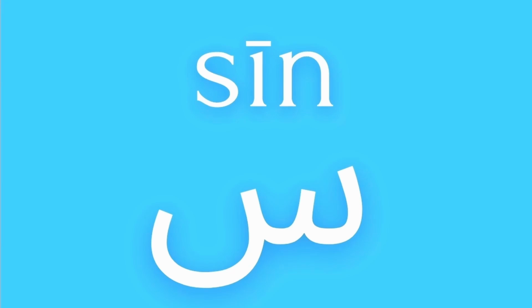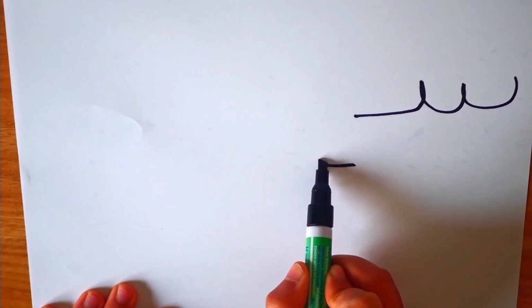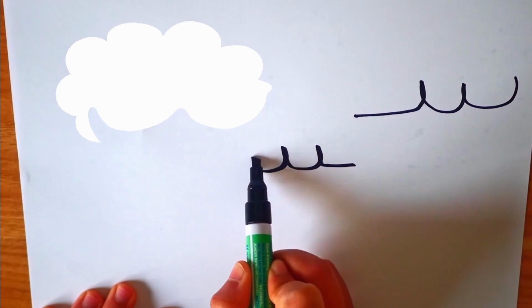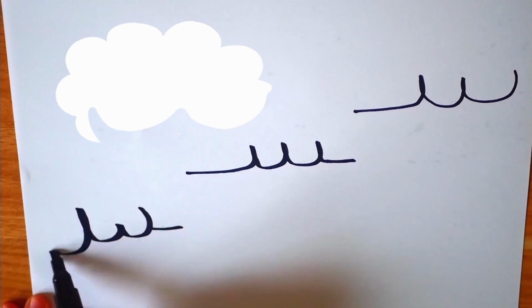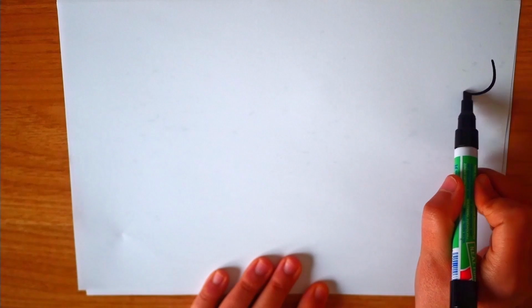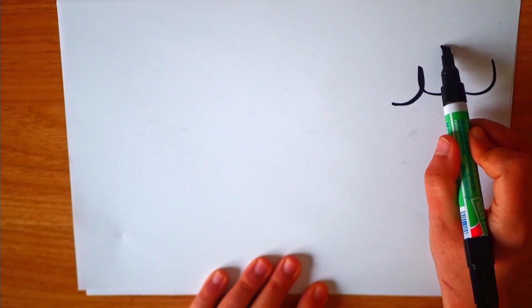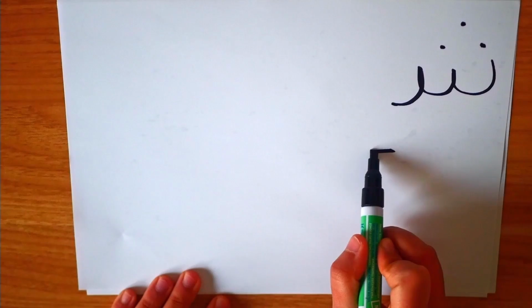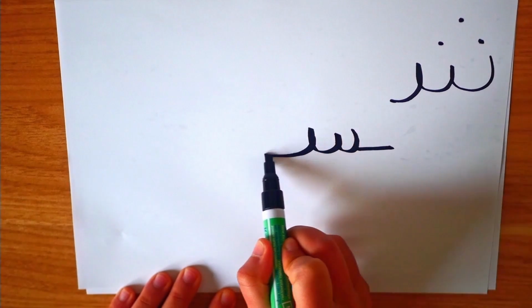Letter sin. Sin. This is the typical S sound you find in the word sky because it looks like a cloud in the sky. Letter shin. Shin. This is the sound you find in words like shiver or shaking because the rain is coming, as indicated by the three dots, the raindrops about to fall from the clouds.